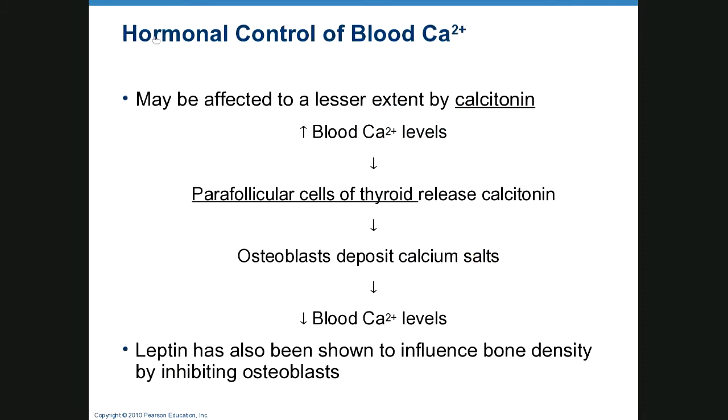Okay, calcitonin also affects blood calcium. If the calcium gets too high, thyroid cells within the thyroid gland, called parafollicular cells, secrete calcitonin, and that causes osteoblasts to deposit calcium salt. So the bone is deposited. Without your thyroid gland, you can live just running on the parathyroid glands, but you cannot live without the parathyroid glands.